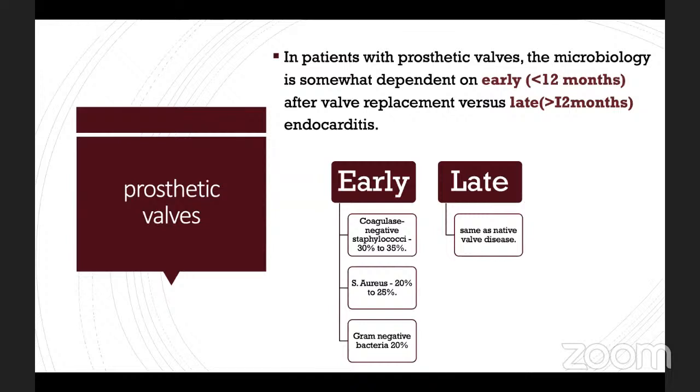In patients with a prosthetic valve, the microbiology somewhat depends on whether it is early, less than 12 months from implantation, or late, more than 12 months from implantation. If it's early, the most common organism is coagulase negative Staphylococcus at 30 to 35%, Staphylococcus aureus 20 to 25%, and gram-negative bacteremia 20%. If it's late, it's the same organisms as in native valve disease.